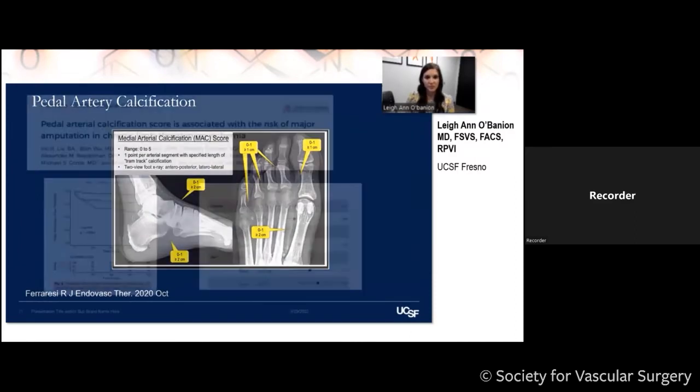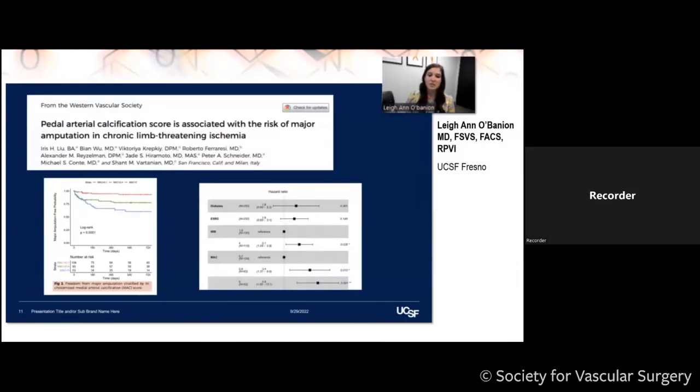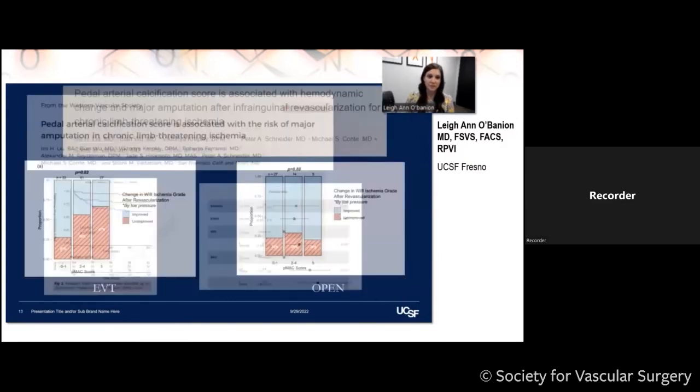Here, a single institution retrospective review of 250 patients identified that male sex, diabetes, end-stage renal disease, and GLASS pedal score were independently associated with a higher MAC score. And in turn, this higher MAC score was significantly associated with risk of major amputation. This highlights that MAC can be a standardized measure of inframalleolar disease burden to utilize in conjunction with WIfI and help stratify patients and determine optimal treatment strategies.